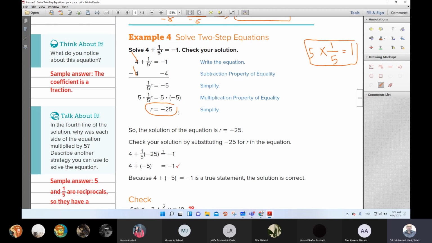If you want to check, substitute the value of r, -25. So here on the first side, we have 4 plus 1 over 5, and the value of r will be -25. Is it equal to the second side, -1? Here, -25 times 1 will be -25, divided by 5 will be -5. 4 plus -5 will be -1. Yes, this is a correct equation, which means this is the correct solution.